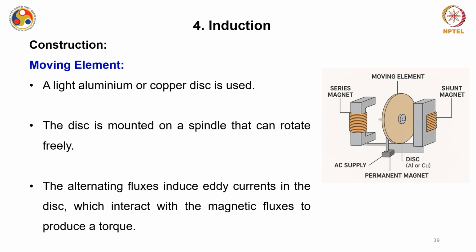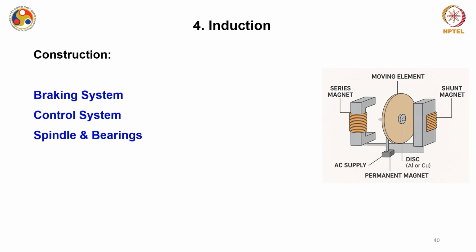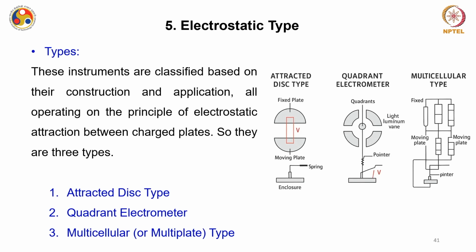And the alternating fluxes induce eddy currents in the disc which interact with the magnetic fluxes, and because of this, torque is produced. So apart from this, you have a braking system, a control system, and a bearing system in this induction type of instruments. Then you have altogether a different category of instrument, which is the electrostatic type of instrument.